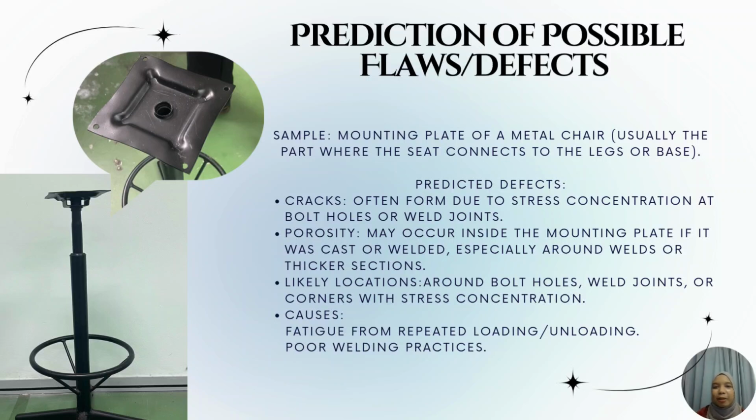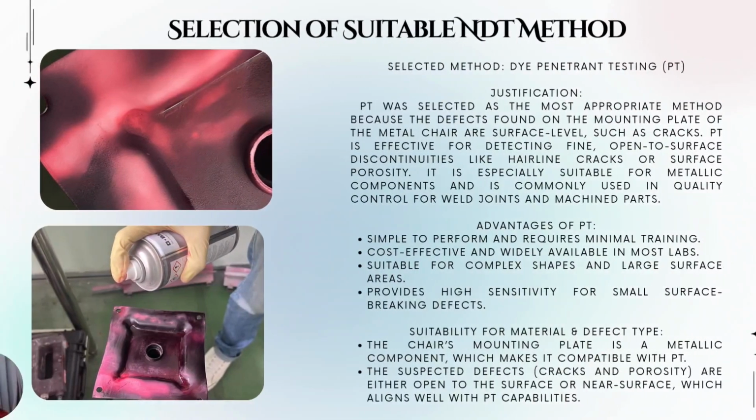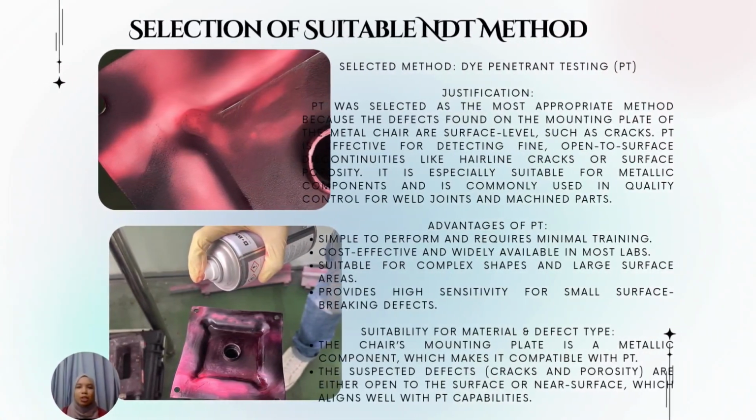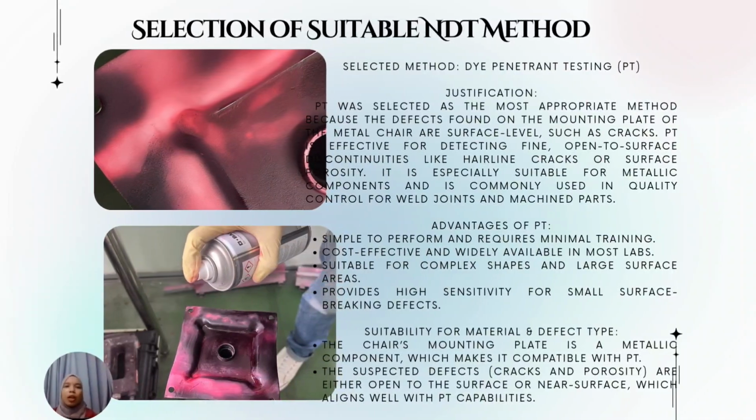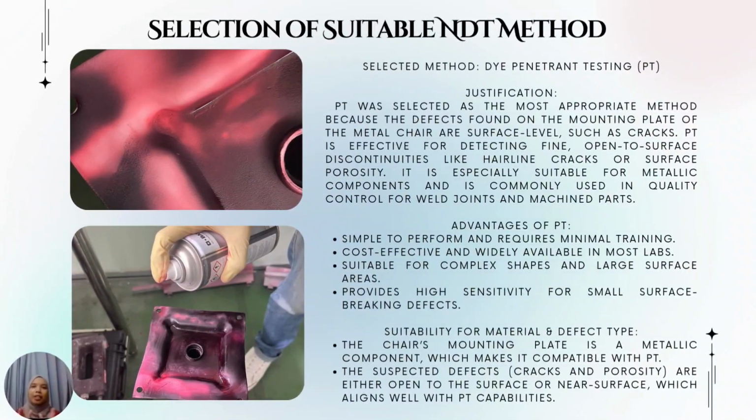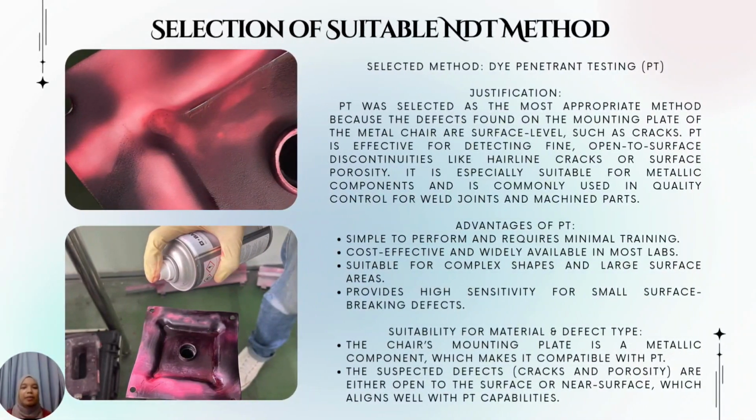So by selecting this component, we aim to evaluate its structural integrity and identify any potential manufacturing or fatigue-related defects during our testing. For the next part, we're choosing the selection of a suitable NDT method. For this assignment, our group chose dye penetrant testing. So, in our testing method, we select dye penetrant testing, or PT, as the most appropriate technique for inspecting the mounting plate of the metal chair.